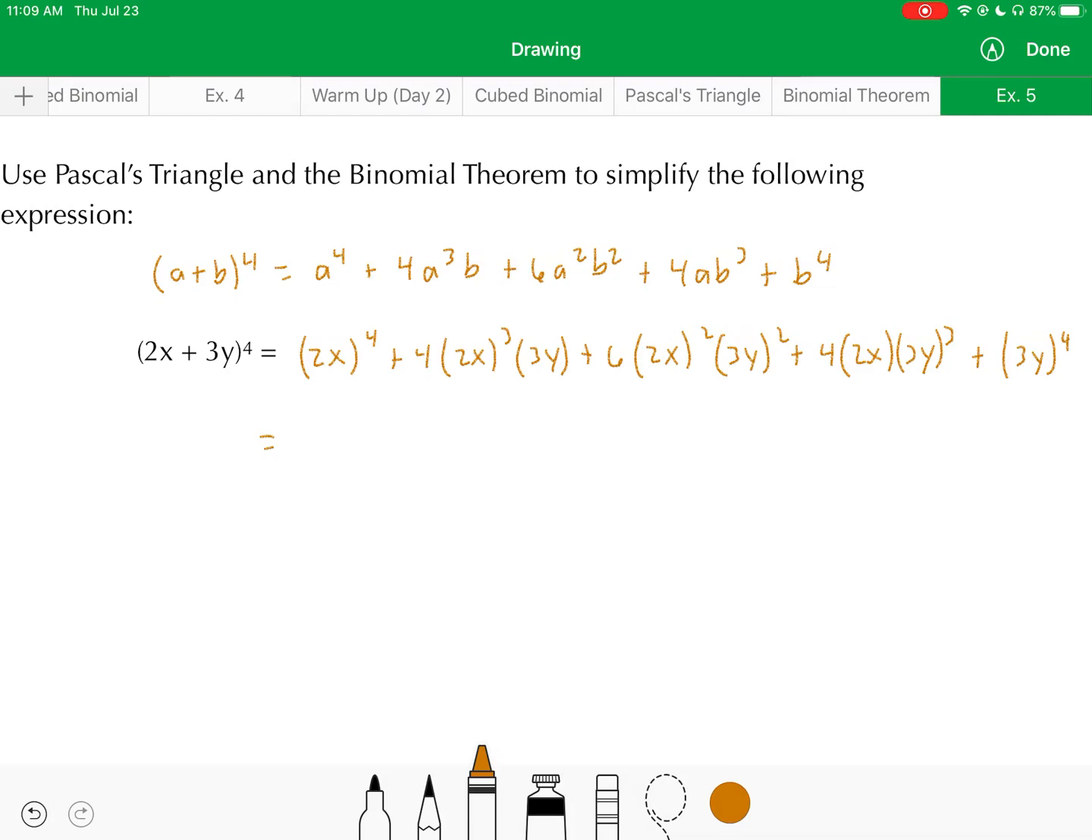And then we'll simplify each of those. That's going to lead me to 16x to the fourth plus 96x to the third y plus 216x squared y squared plus 216xy cubed plus 81y to the fourth.